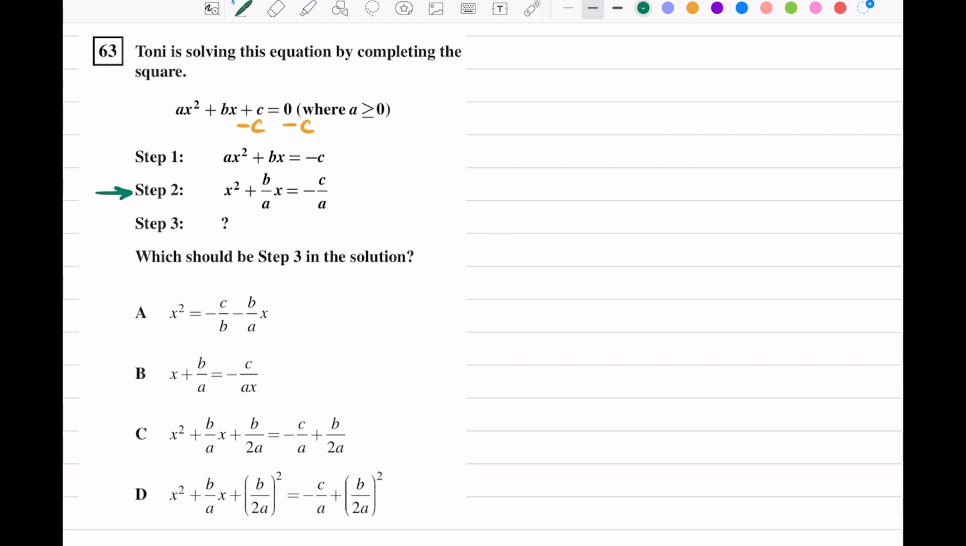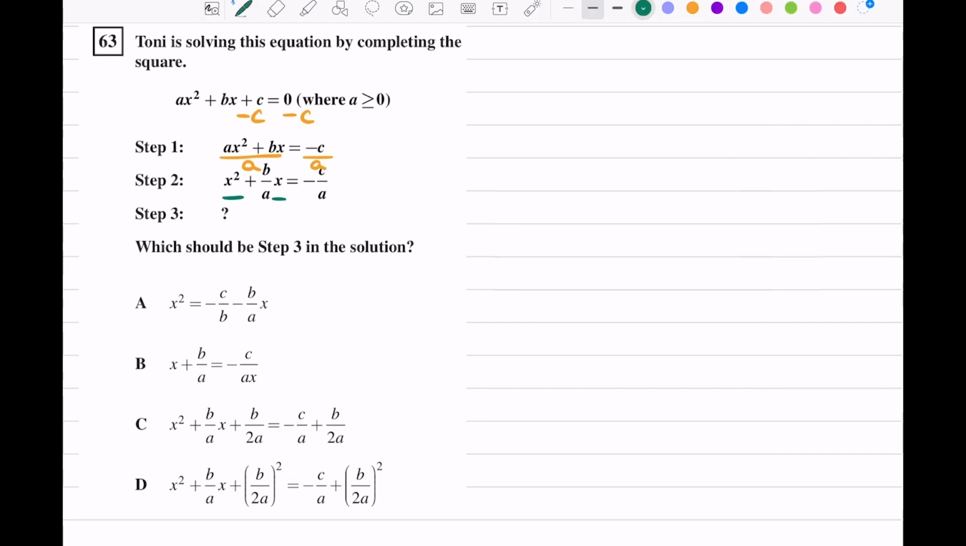Then we have step 2. Our ax squared becomes x squared, our b becomes b divided by a, and our negative c becomes negative c divided by a. So it looks like she divided both sides of this equation by a. That looks correct. So what should she do for step 3? Well, now that she has an x squared and x term on the left side, she's ready to add that final term. So let's try to figure out what she'll write next. We have x squared plus b over a times x plus, now we'll add our final term, and we'll add that to both sides.